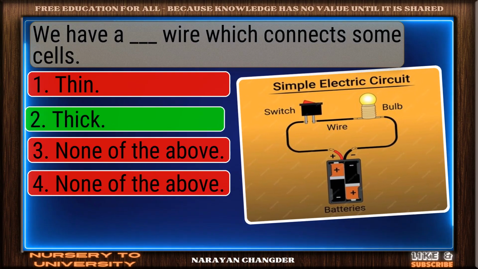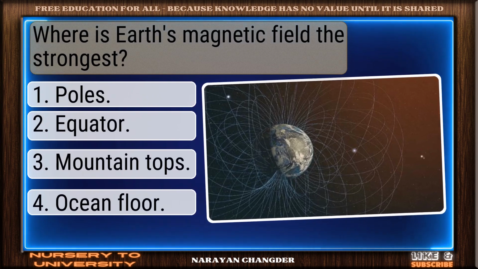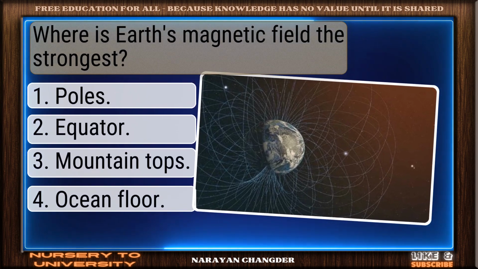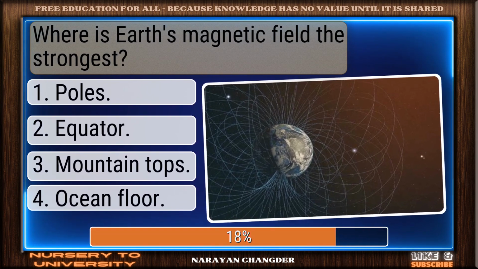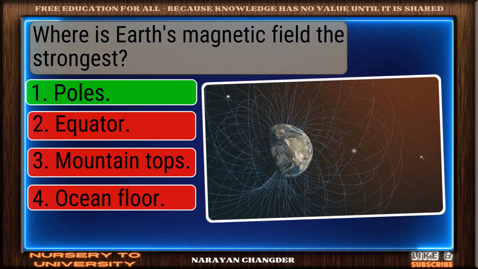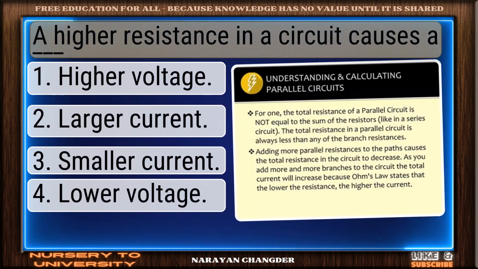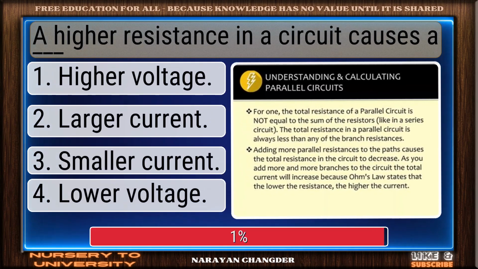Well picked. Thick is the correct answer. Question number 90. Where is Earth's magnetic field the strongest? Sharp thinking. Poles is the right choice. Question number 91. A higher resistance in a circuit causes a dash.